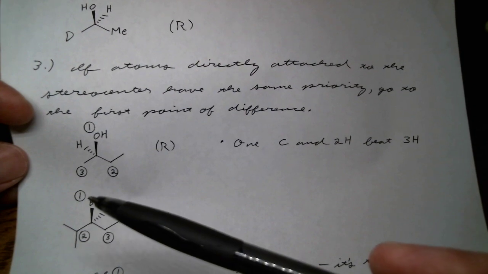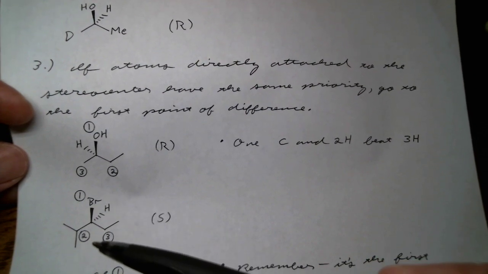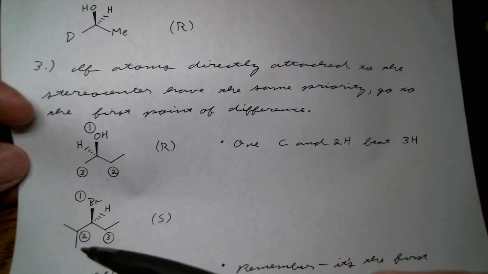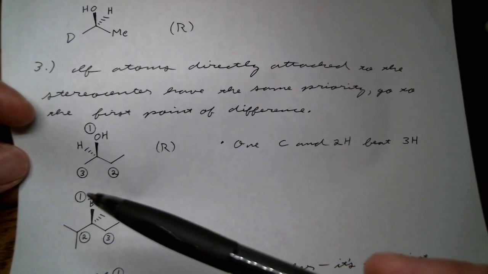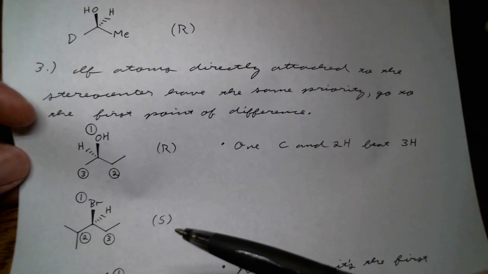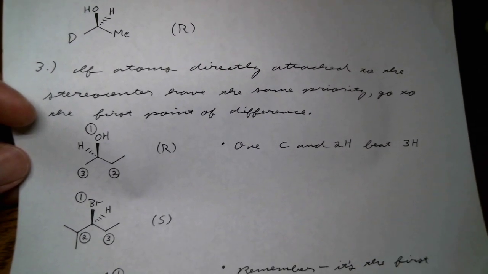So if we now assign this as the 2nd priority and this ethyl group as the 3rd priority, and we connect 1 to 2 to 3, we're going in a counterclockwise motion, so that stereocenter must be an S stereocenter.